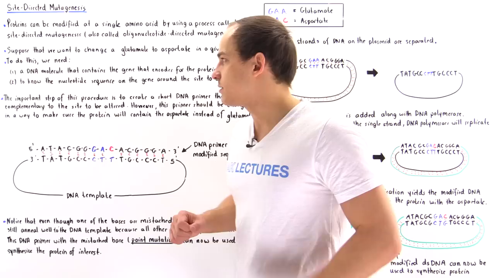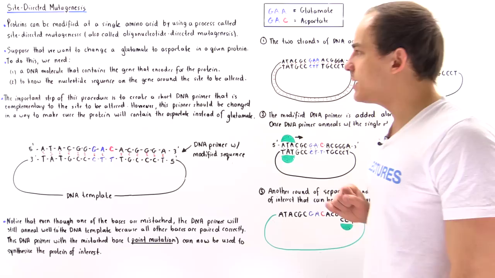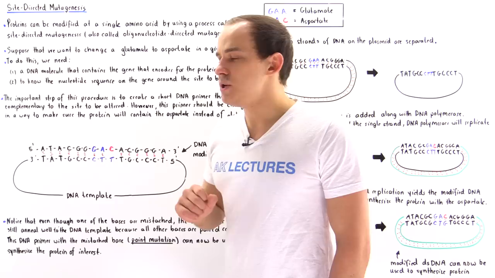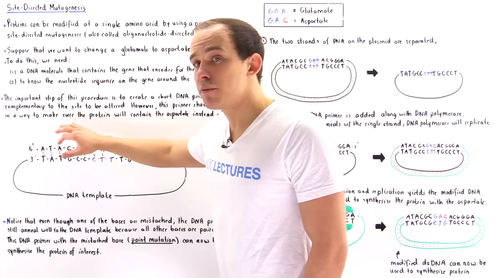So once again, the important step of this procedure is to create a short DNA primer that is complementary to the site to be altered. However, this primer should be changed in a way to make sure the protein will contain aspartate instead of glutamate.